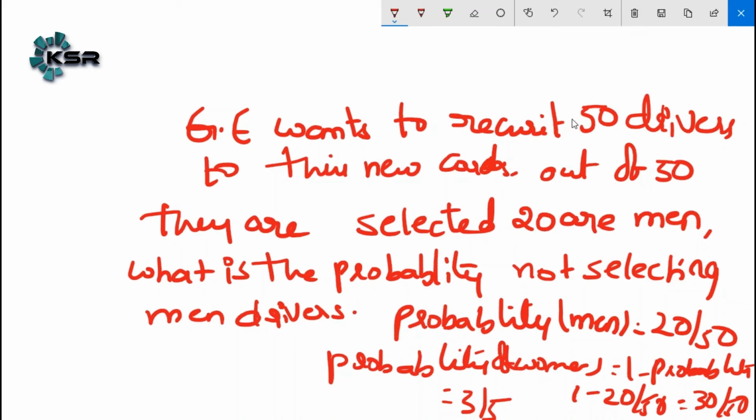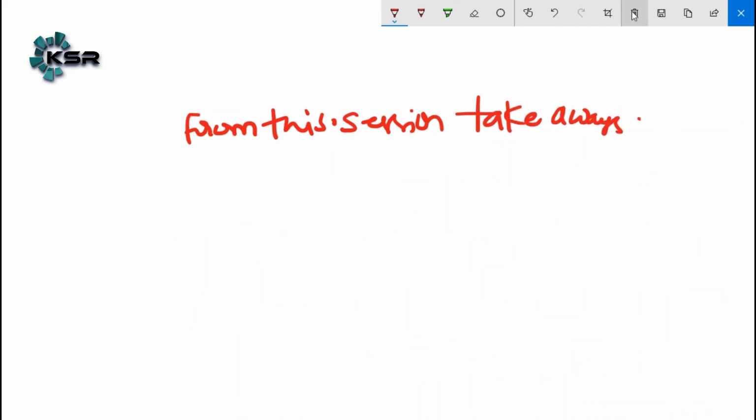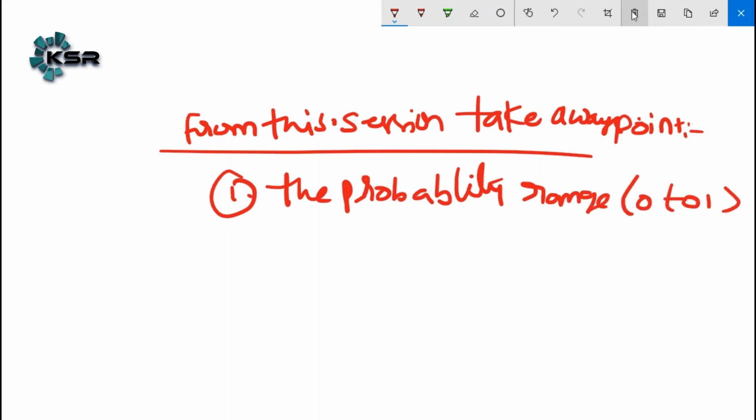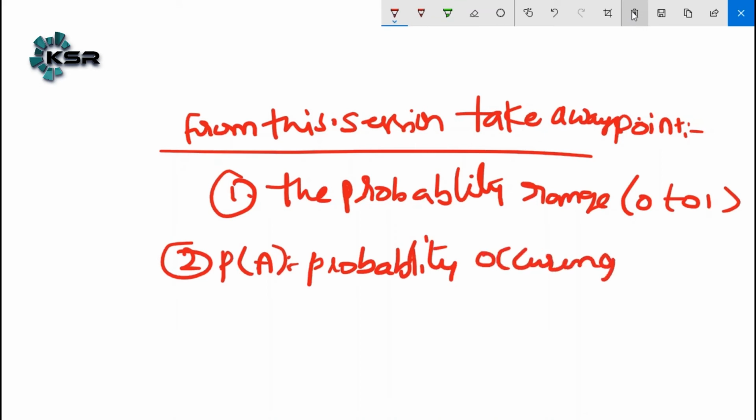First one will be the probability range, the probability value 0 to 1. From this session, the takeaway points. First one is the probability range, that is nothing but 0 to 1. Next, the probability of A means, as an example, the probability of occurring event A. It can be A, B, C, D, anything.